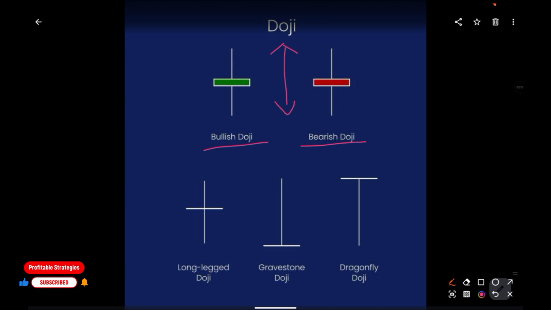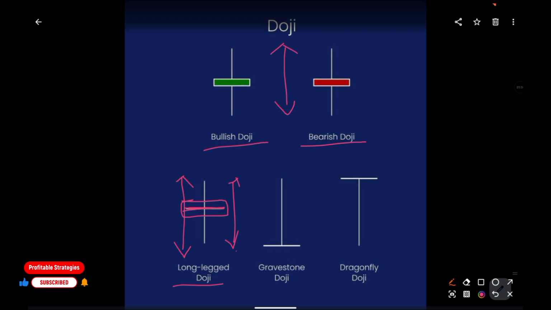All right, so we have different types of Doji. The long leg Doji, the same thing. You see the body is thin, which means the opening price and the closing price are the same. The price goes up and down, up and down. At the end of the day, it closed at the same price where it opened. Same, this can be seen at a support or resistance zone.